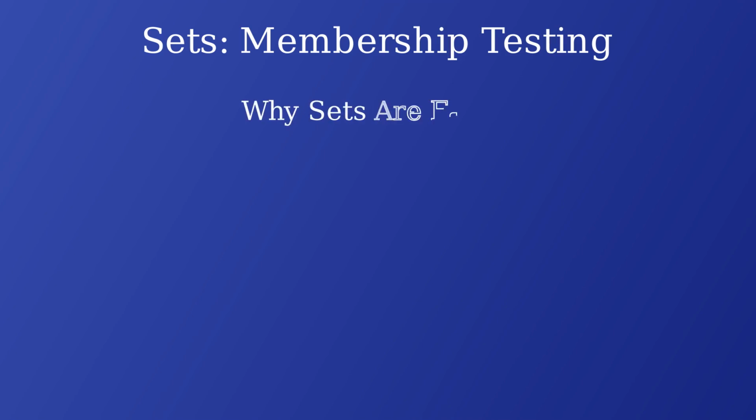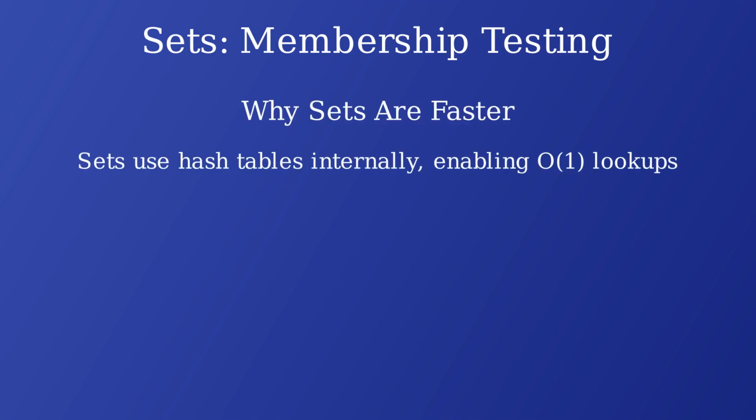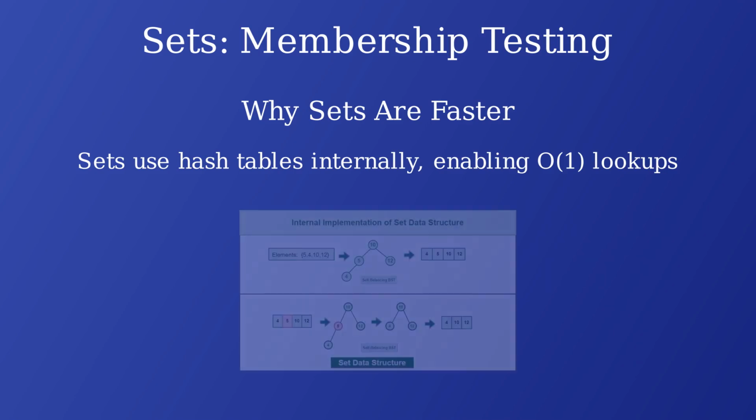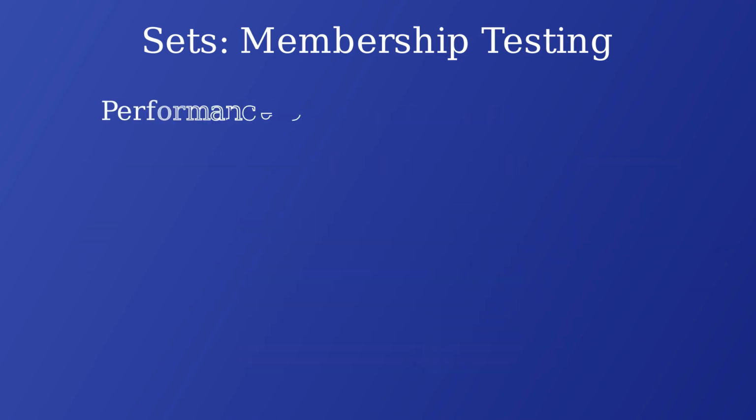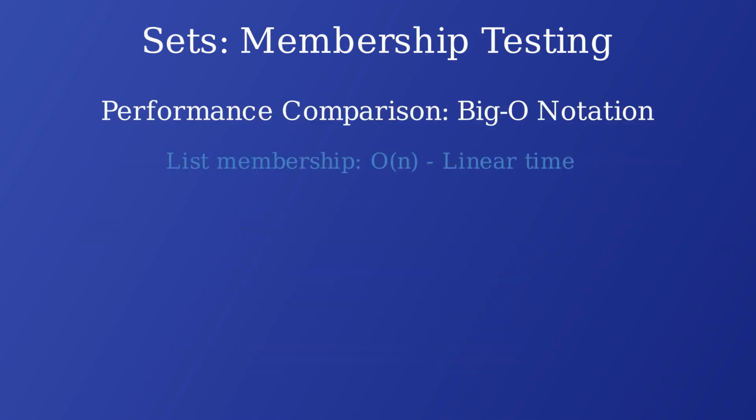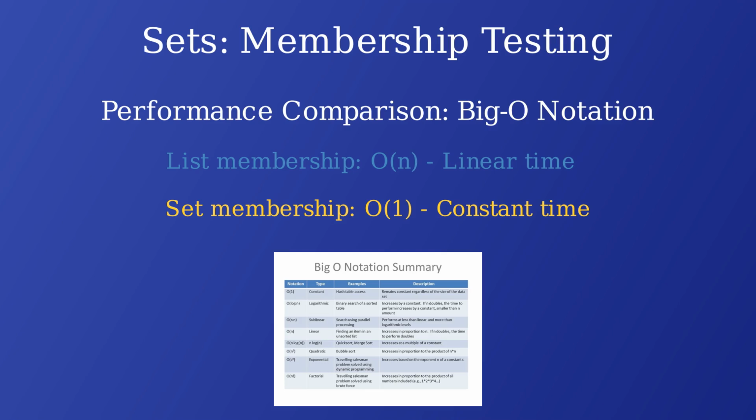The reason sets provide faster membership testing is due to their internal implementation. Sets use hash tables internally, which allow them to organize data for immediate access. Some implementations may use balanced binary search trees or similar structures. When comparing performance using big O notation, we see that list membership testing takes linear time, meaning the time grows proportionally with the size of the list. Set membership testing, on the other hand, takes constant time, making it much more efficient, especially as the collection size grows.